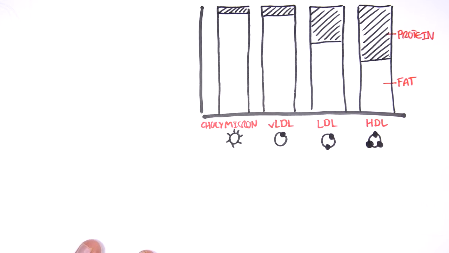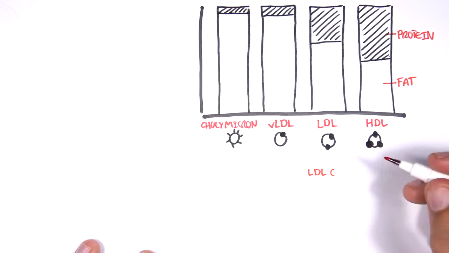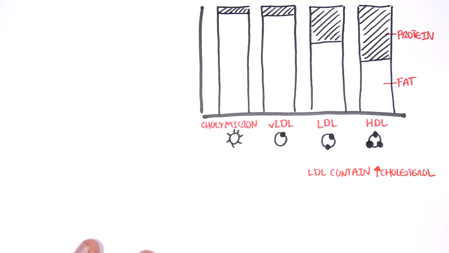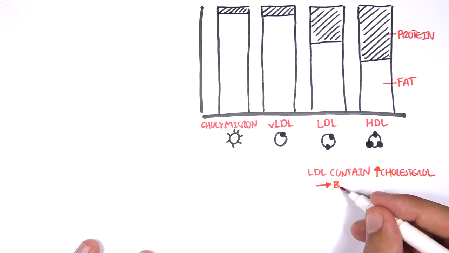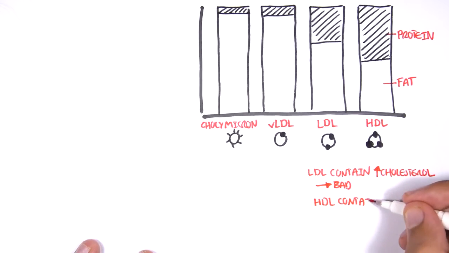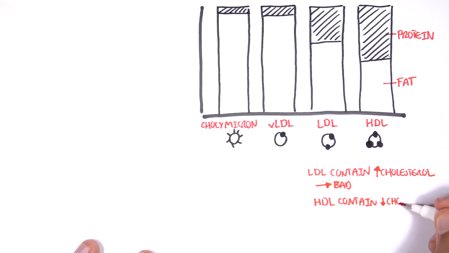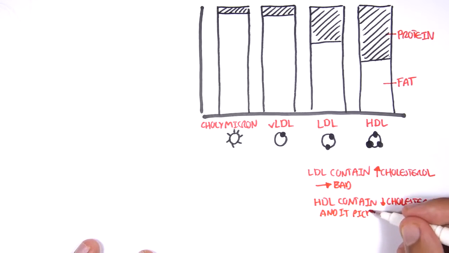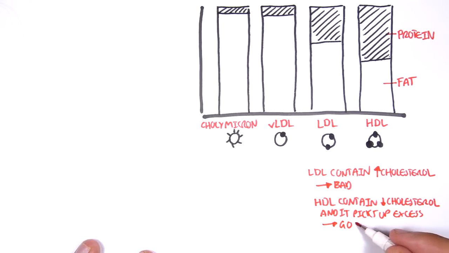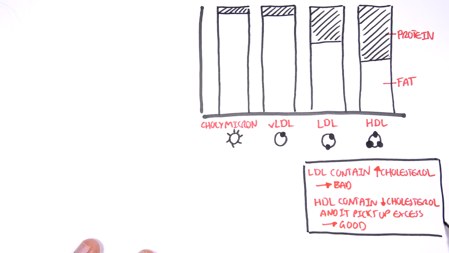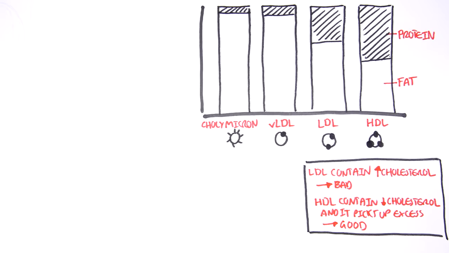So for example, LDL, the low density lipoprotein, actually contains a lot of lipids that are cholesterol. But we say that this is bad because if we have a lot of LDLs, it means that we have a lot of cholesterol, which is not good. The lipid content of HDL, the high density lipoprotein, actually contains less cholesterol and is responsible for picking up excess cholesterol from tissue and then bringing it back to the liver. And so we say HDL is good. So LDL is bad, HDL is good.